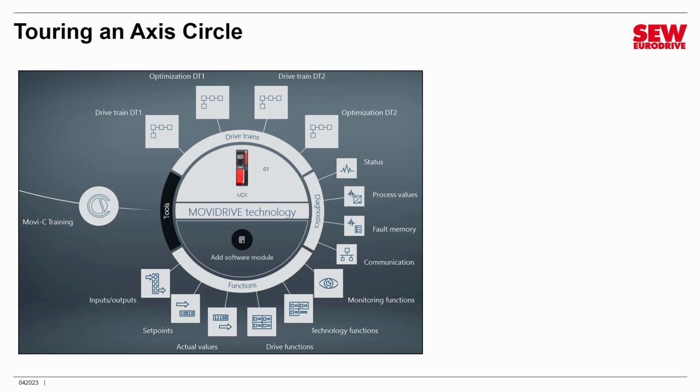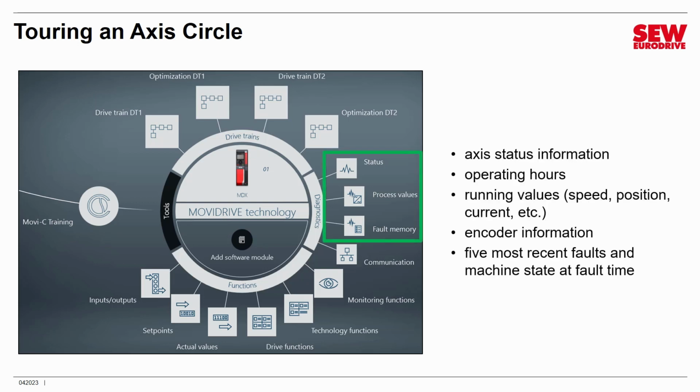We're going to go through this just very quickly. Status, process values, and fault memory. This gives you information about the VFD, like what its current condition is, how long it's been running, operating hours, info about the encoder, and this is the most important one for diagnostics, fault memory. The VFD remembers the 5 most recent faults and the state of the machine at the instant of failure.